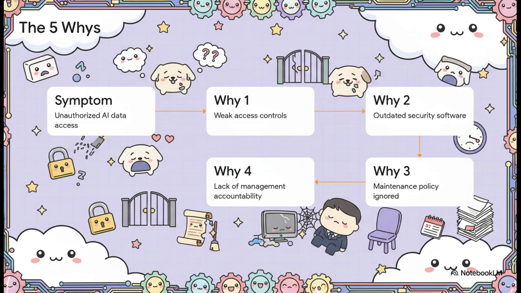And why was it ignored? Because ultimately, there was a glaring lack of management accountability. By relentlessly asking why, we completely bypass the superficial symptoms and uncover the true foundation of the nonconformity. If we just updated the software, the issue would definitely happen again. Fixing the management accountability ensures it absolutely doesn't.